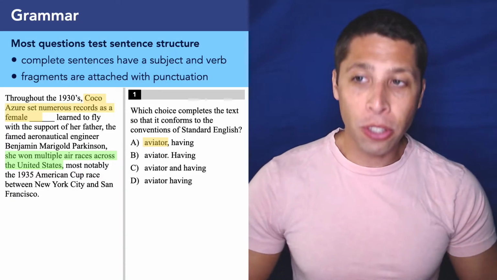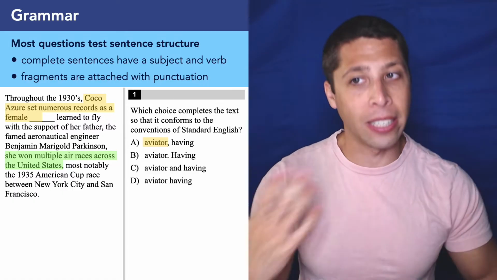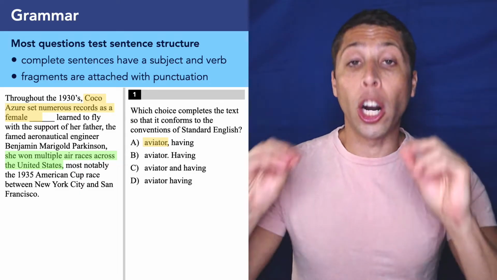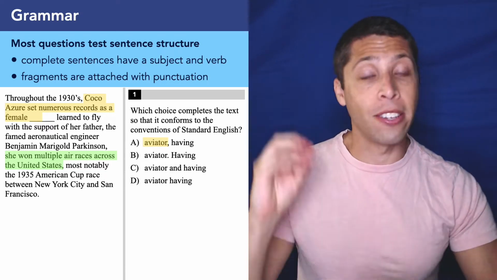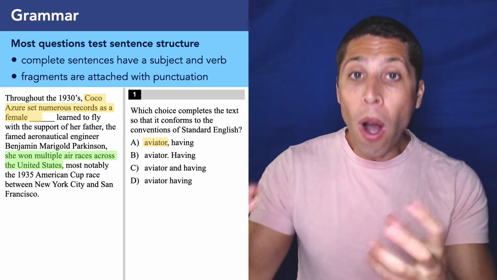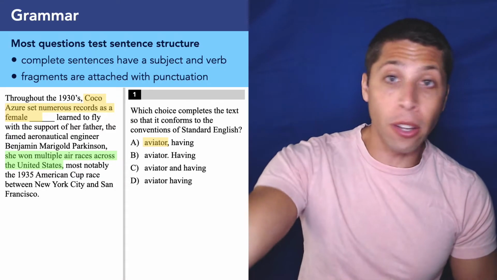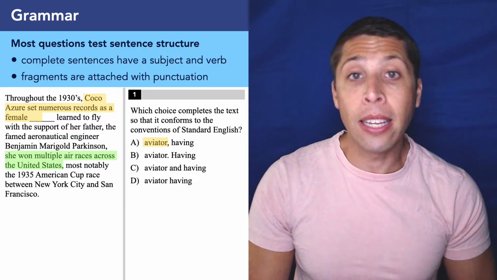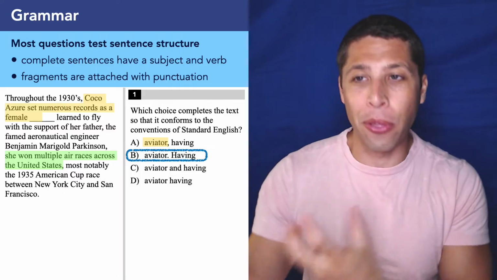Let's finish it up. "Most notably, the 1935 American Cup race between New York City and San Francisco." This is just description. It's telling us about the race, but it's not itself a sentence. It's also a fragment. So the two pieces that I've highlighted here are complete sentences that could stand on their own. Everything that's not highlighted is an extra clause that's either interrupting or getting attached using commas. And so we need to think about what would be a valid way to have two complete sentences in one sentence. Because as you can see here, they've only given us a period at the end of all this. So our choice is, do we want to add another one? And basically the answer is yes. That's the only valid way to have two sentences with the options that we're given.